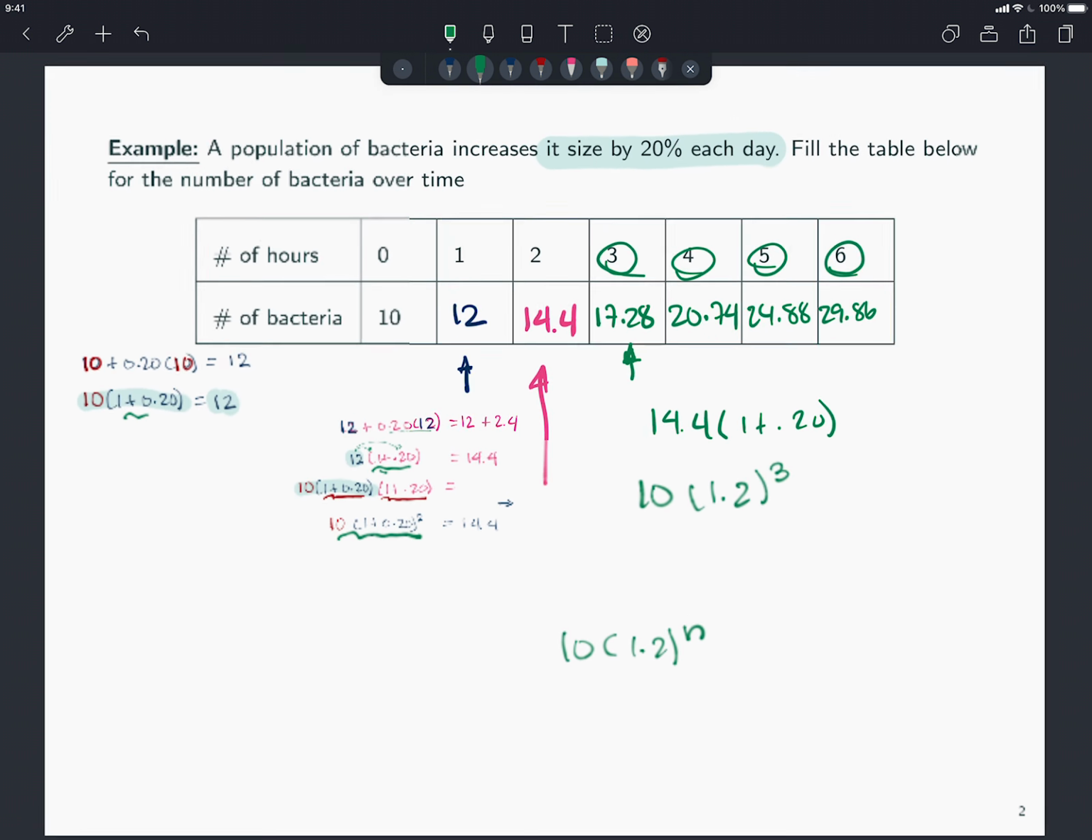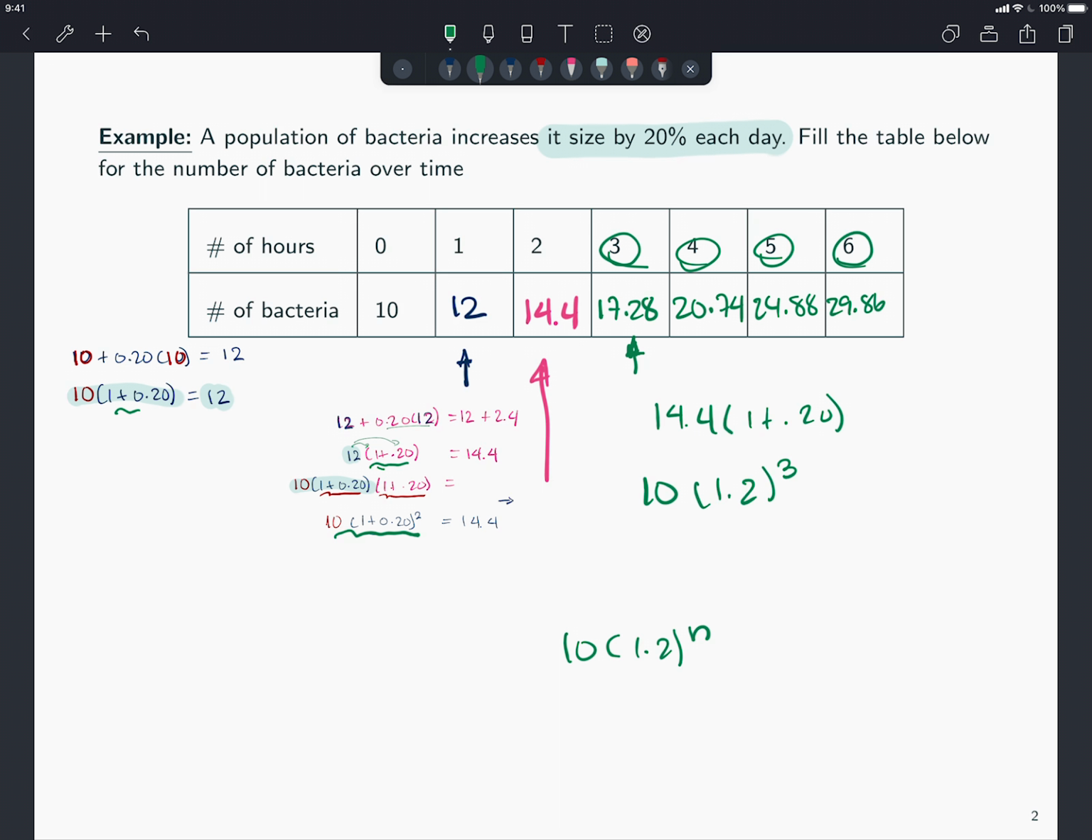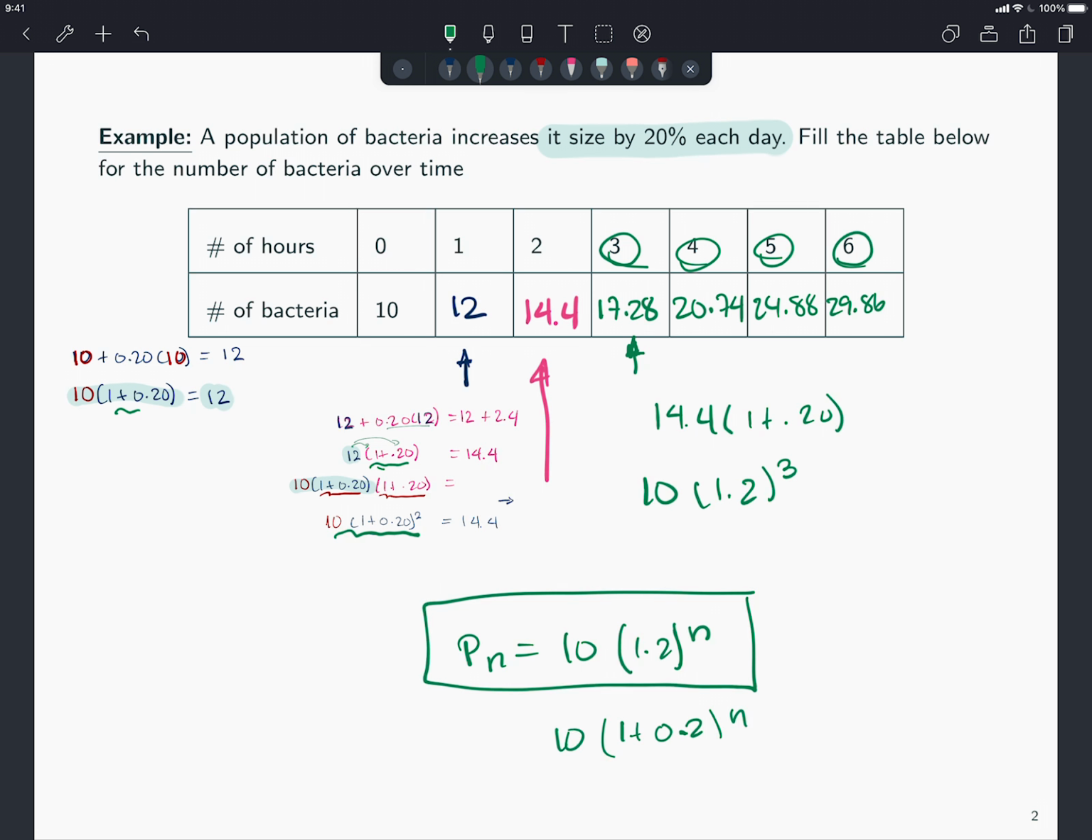So the important thing here, of course, was to discover that this is my formula. If you want to use function notation, it would be written like p of n. And I wrote 1.2, but of course it came from 1 plus 0.2 to the power of n. And this 10 right here is my initial value, right?